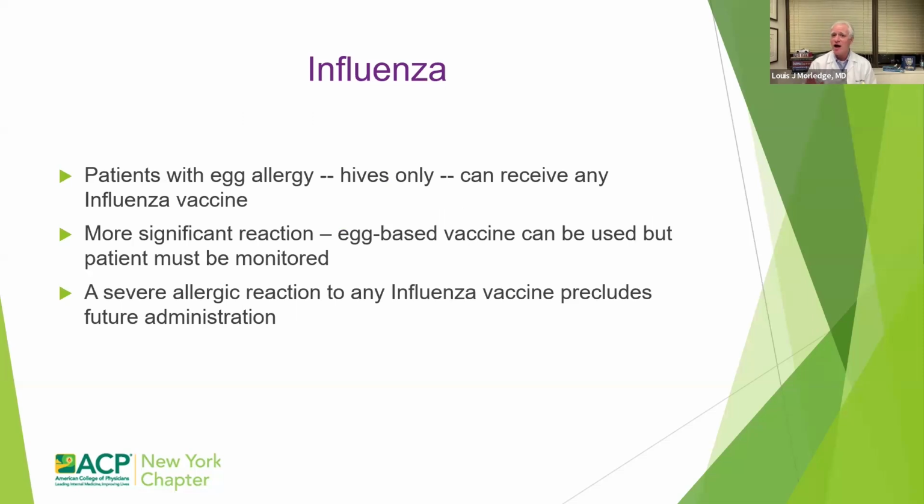Influenza, and this is a bit newer. Patients with an egg allergy who have hives only, or may have had some mild reaction to eggs, can receive any influenza vaccine. If they've had a more significant reaction, the egg-based vaccine can be used, but the patient must be monitored. A severe allergic reaction to any of the influenza vaccines precludes future administration. And what's important is these vaccines should be administered, especially if someone has a more significant reaction, in a monitored setting, where there's adequate personnel and adequate supplies to address a hypersensitivity reaction if it were to occur.